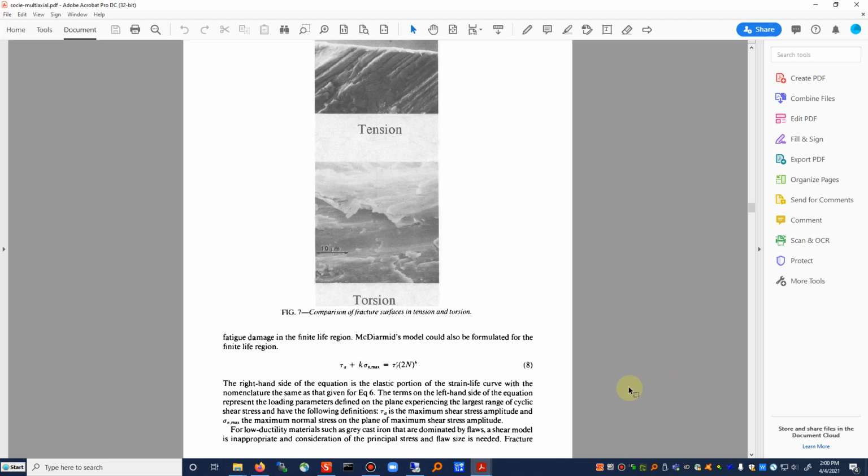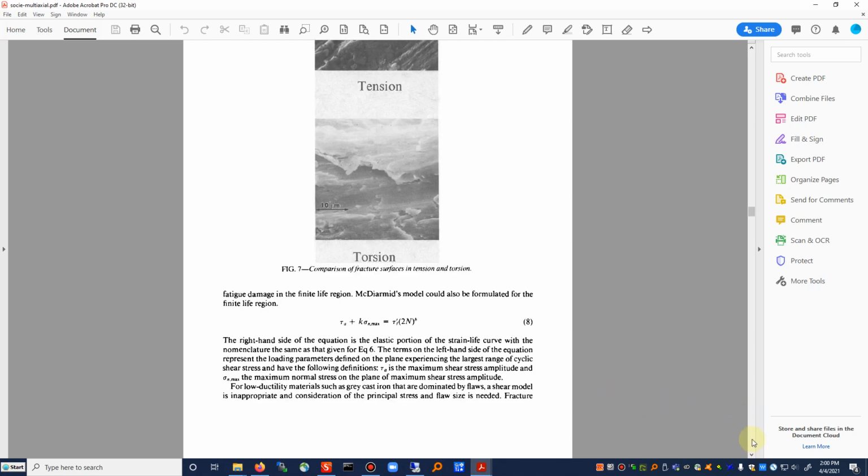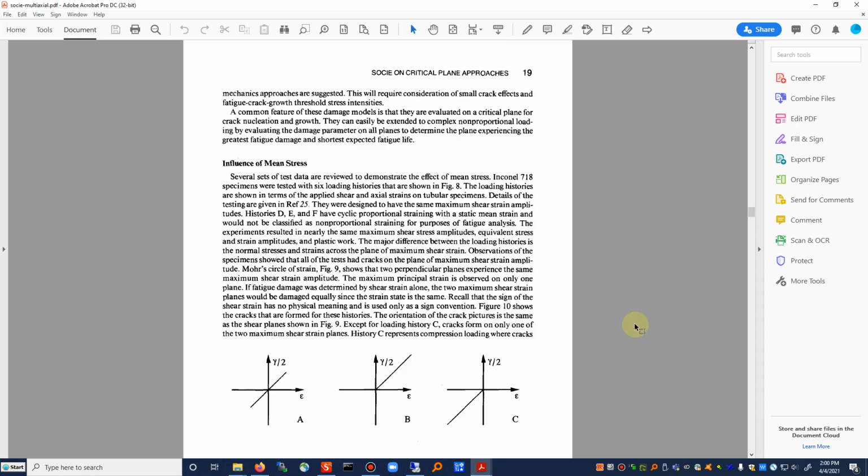Now, also to note here, it says for low ductility materials such as gray cast iron that are dominated by flaws, a shear model is inappropriate and consideration of principal stress and flaw size is needed. Fracture mechanics approaches for these are suggested.